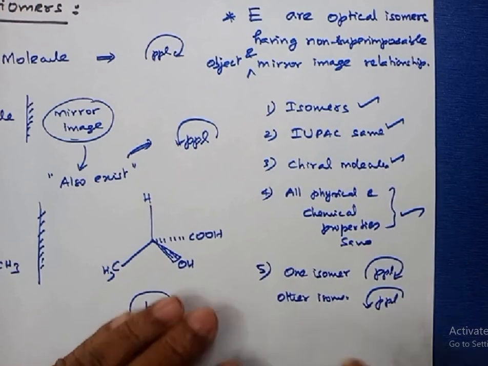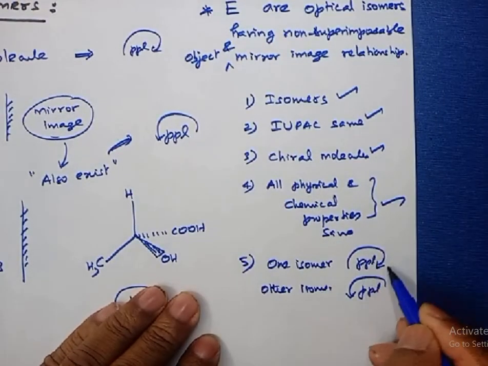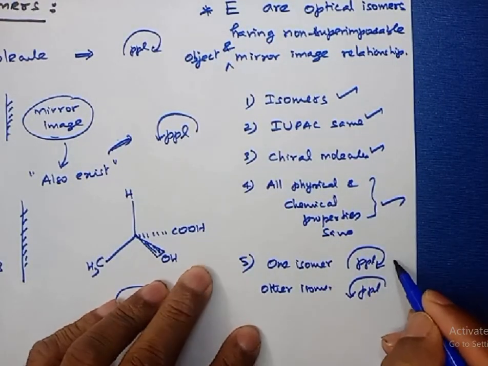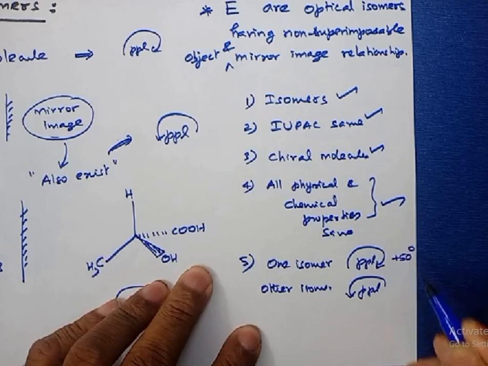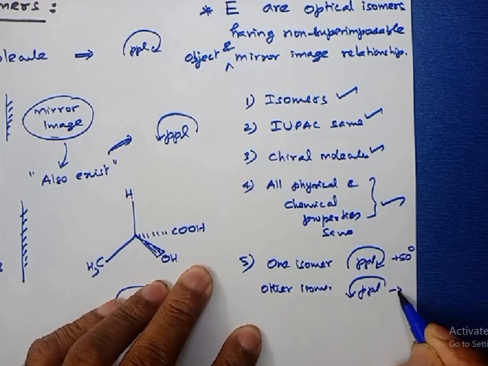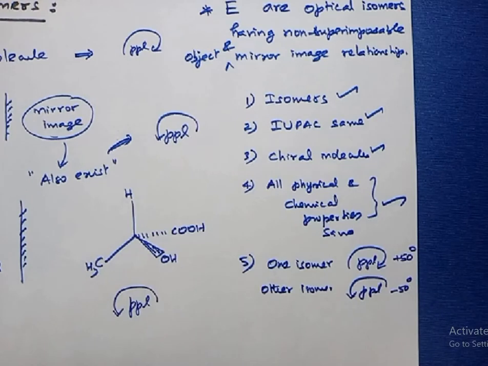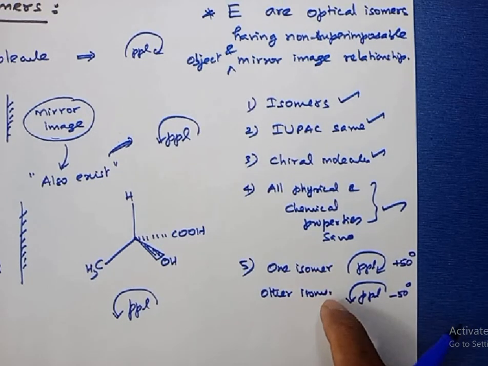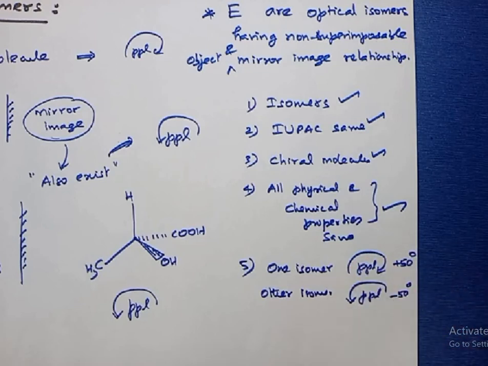What is the extent of rotation? Suppose one rotates plane polarized light clockwise by 50 degrees, plus 50 degrees. Then the other molecule will rotate the light exactly 50 degrees, but in the opposite direction, minus 50. They not only rotate in opposite directions, the extent of rotation is also the same. That is very, very important. Is this clear, students?